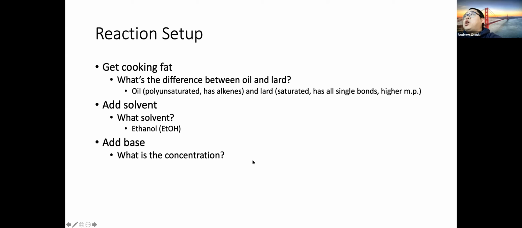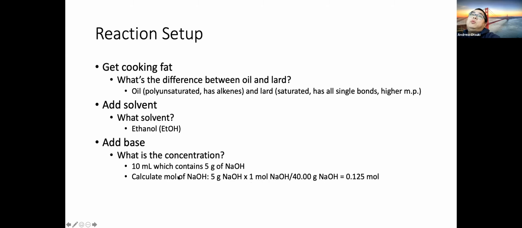So what is the concentration? What we have is 10 mL, which contains 5 grams of sodium hydroxide. From this information, we can calculate the concentration. We calculate the moles: 5 grams divided by 40 for the molar mass gives 0.125 mole. Now, the concentration is 0.125 mole over 10 mL, converted to liters, and we get 12.5 molar. So this is a very strong concentration, it's very high. So this reaction will go really fast.